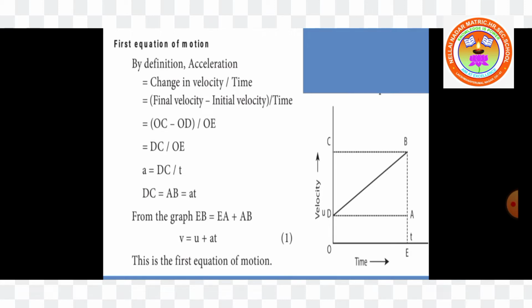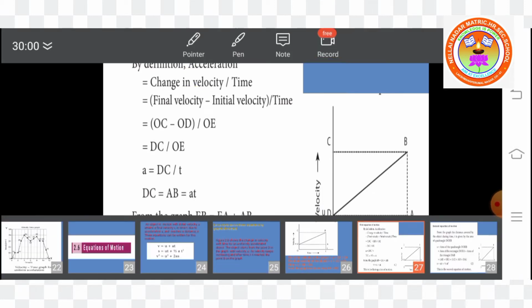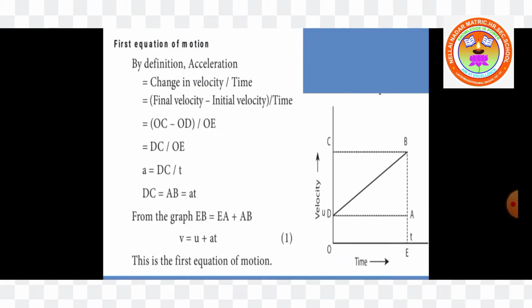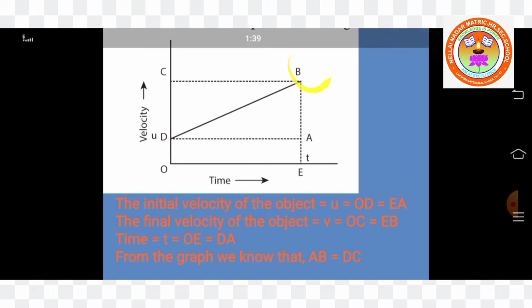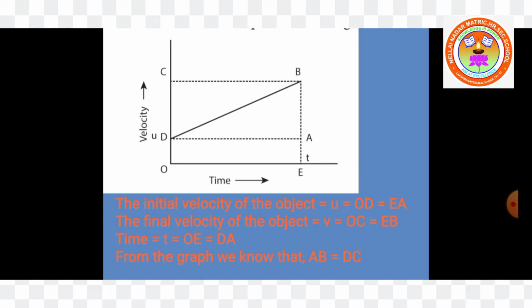Rate of change of velocity is called acceleration. So, in the definition we can write acceleration is equal to change in velocity divided by time. What is meant by change in velocity? It means the object initially has the velocity u, and finally it reaches the velocity v. So the velocity of the object changes from the initial position to the final position.